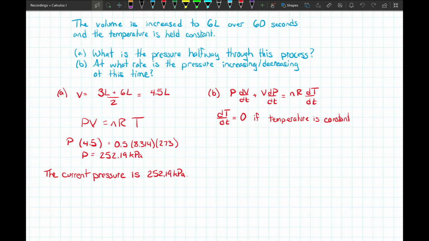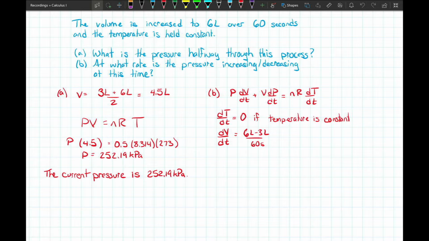But how quickly is our volume increasing? We know it's increasing from 3 liters to 6 liters. That's a change of 3 liters. And it's increasing. So if we wanted to, we could calculate that change in volume by subtracting final volume minus initial volume, 6 minus 3. And it's happening over the course of 60 seconds.